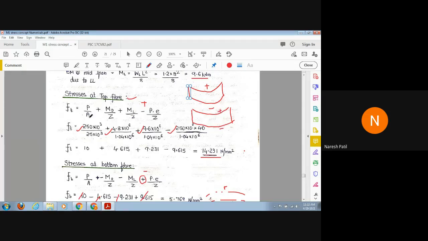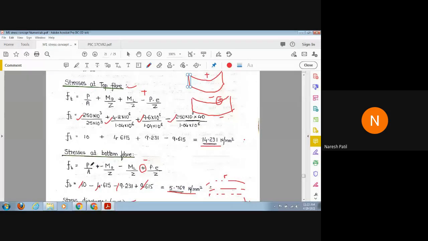So P by A plus MD by Z plus, because at the top we have plus, ML by Z plus, because we are calculating top fiber stress. Even for PE by Z it is plus only because it is bending downward. And here if you check, P by A plus only, minus MD by Z, here we have minus, minus ML by Z, here we have minus. This plus will become minus because it is bending downward. Did you clear now? Yes, sir. Doubt?